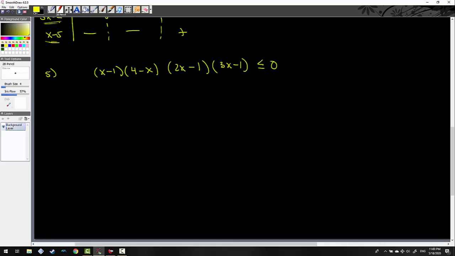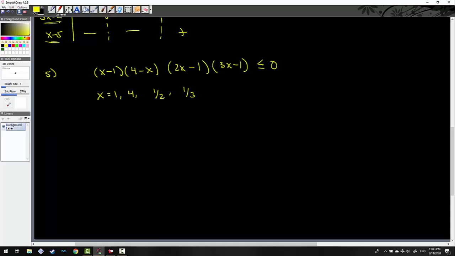One of the things that makes this problem hard is that there are 4 things, but one of the things that makes the problem easy is that they're already factored, so we don't need to do any factoring or any kind of division or whatnot. So it's already set up for us. So what I'm going to do is identify the critical numbers here. So the critical numbers are 1, 4, 1/2, and 1/3.